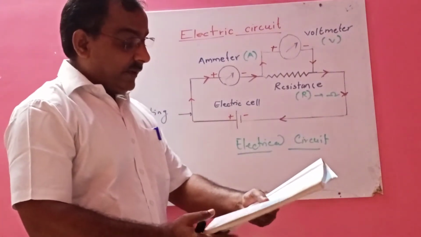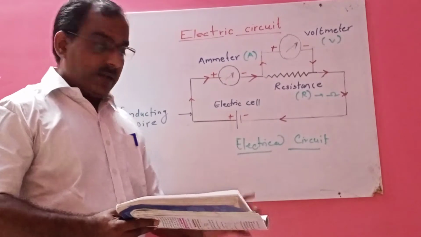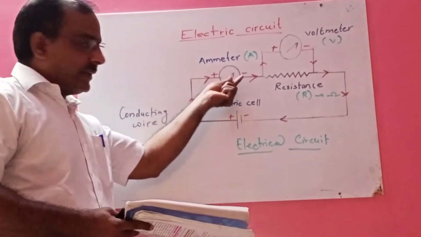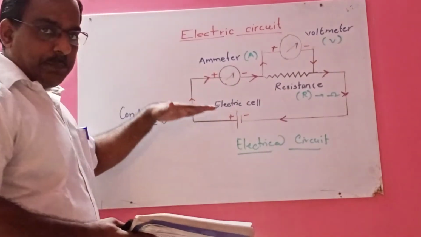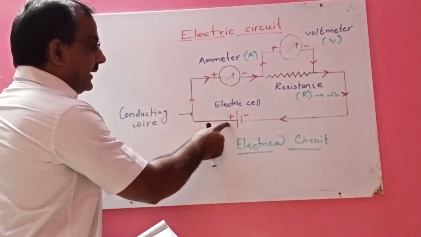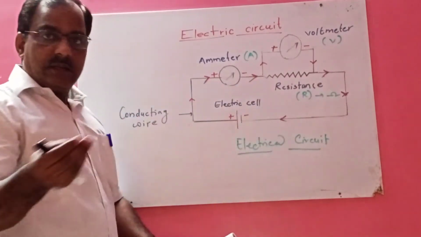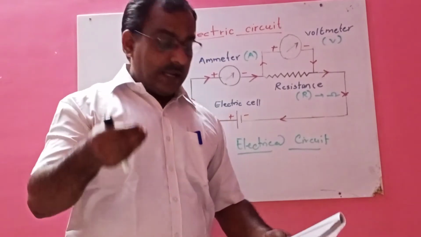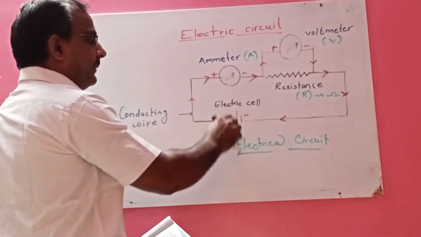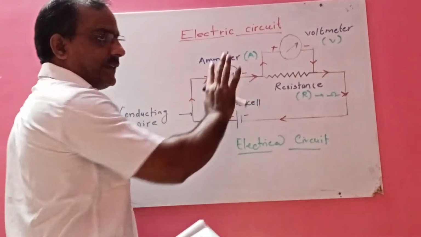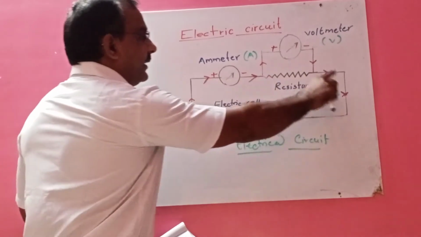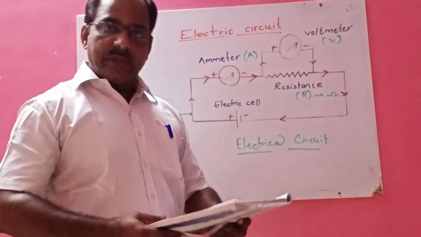Now see in the textbook what is given: a continuous path of an electric current. Current is flowing in this direction and it is continuous without stopping. It is continuous through the conducting wires. This is a conducting wire. This black one is a conducting wire. Conducting wire means what, children? It is a copper wire, aluminium wire, you can say, right? So all these are conducting. Current is flowing continuously through this conducting wire from one end of the cell to the other end of the cell. So this is called a circuit diagram.